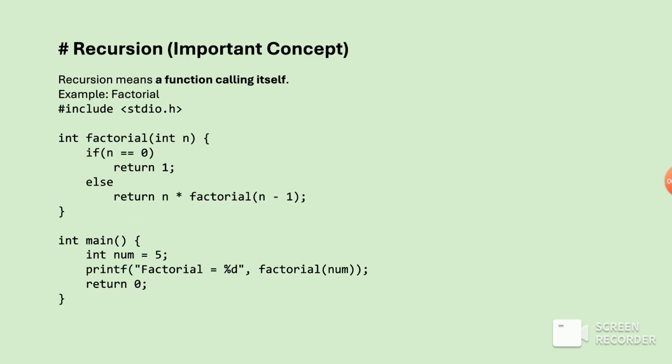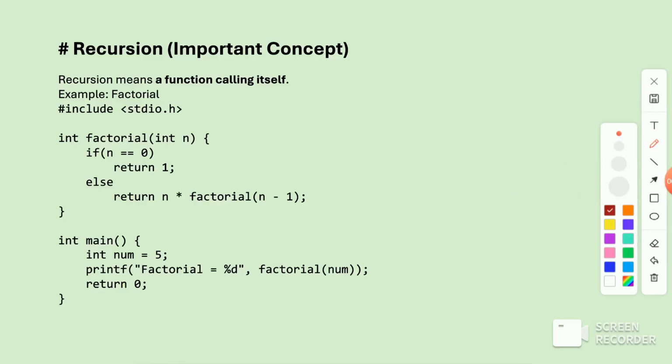So this is a very important concept. In C programming, recursion means a function calling itself. A function calling itself is called a recursive function. In the example of factorial, whenever we print the value of a factorial, we need this recursive function.